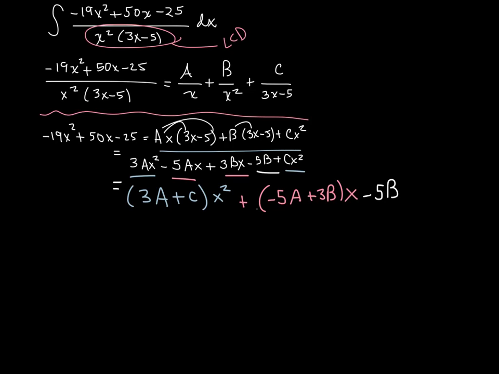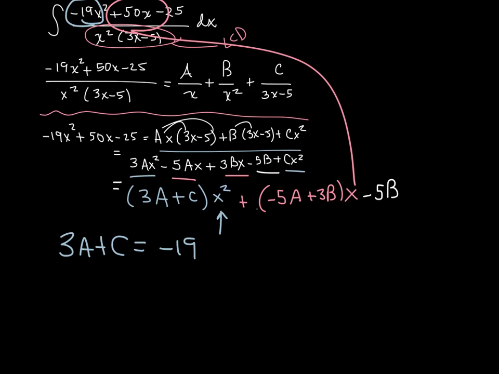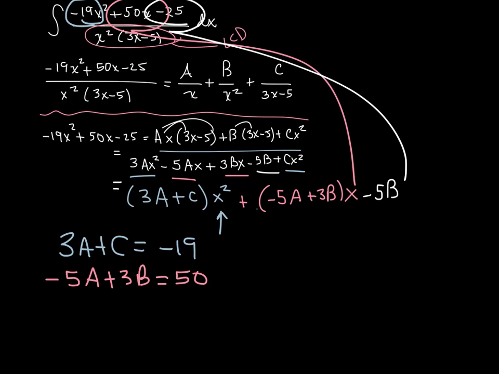So from here, I set each one of these equal to the coefficient on their particular exponent. So I set 3A plus C up there at the top equals negative 19. Here the x is a 50. So I set negative 5A plus 3B equals 50. And then finally the last one is based on that negative 25. Minus 5B equals negative 25.